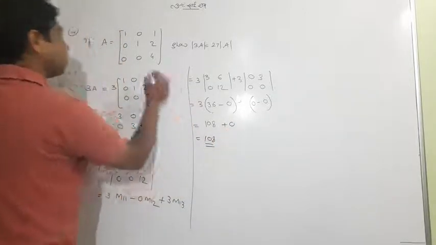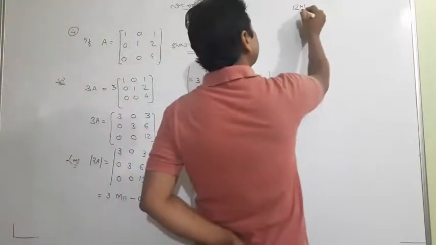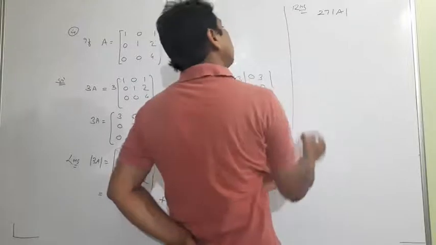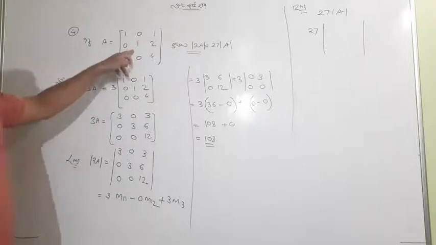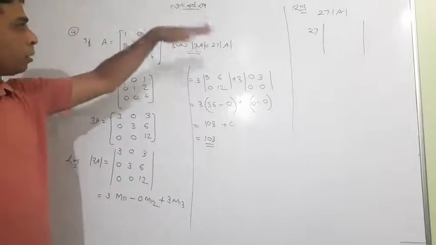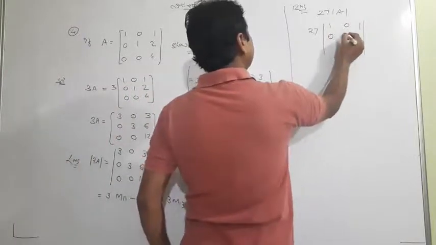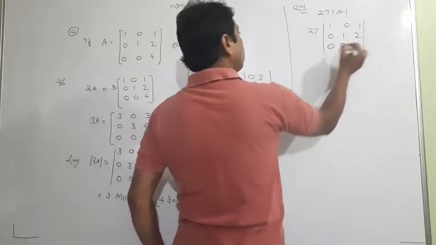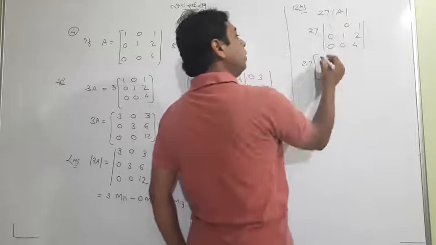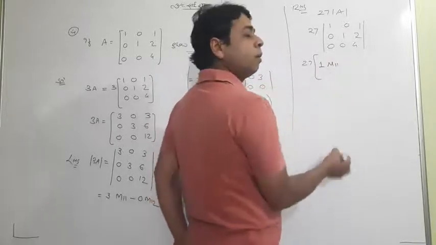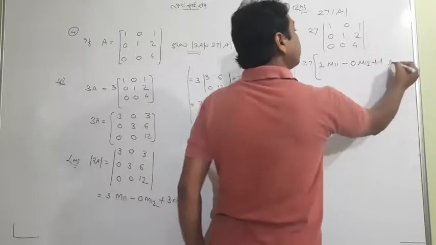It is the LHS. Now I'll move on to the right hand side. What is the right hand side? 27 into determinant A. So 27 will be as it is, and what is determinant A? The matrix A here, and when you find its determinant, put all the elements in your determinant sign: 1, 0, 1, 0, 1, 2, and 0, 0, 4. How to open it? I taught you. First what do you write? 1, its minor, minus 0, its minor, and then 1, its minor.